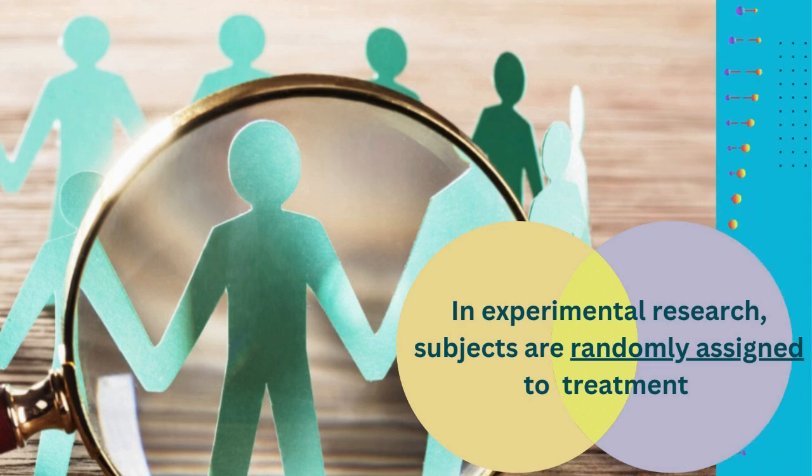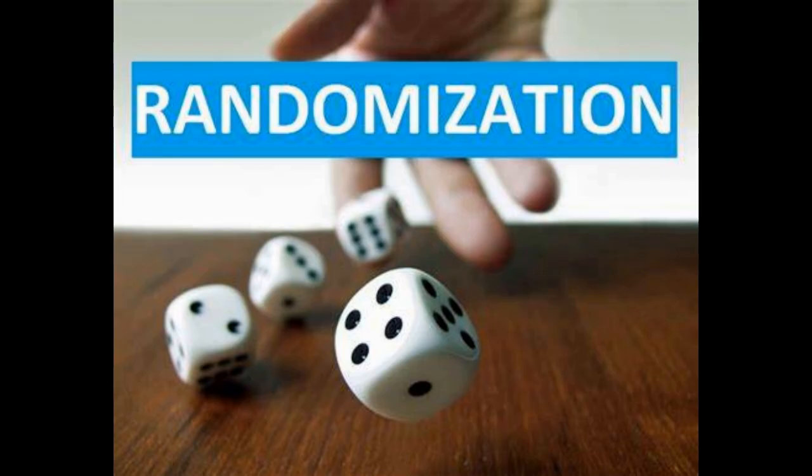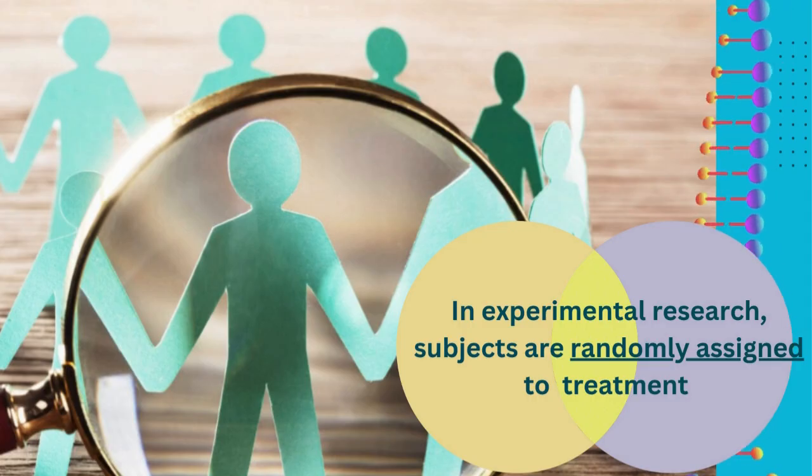In experimental research, subjects are randomly assigned to a treatment. Randomly assigned means every member of the sample has an equal chance of being placed in a control group. During the trial, random assignment is the way of placing participants from your sample into different treatment groups using randomization.